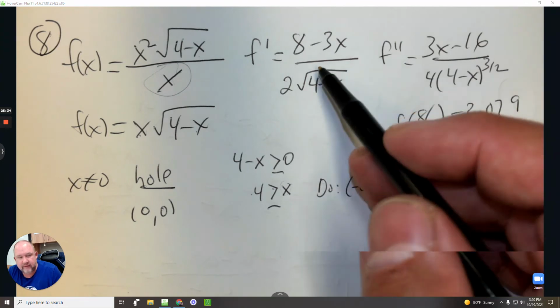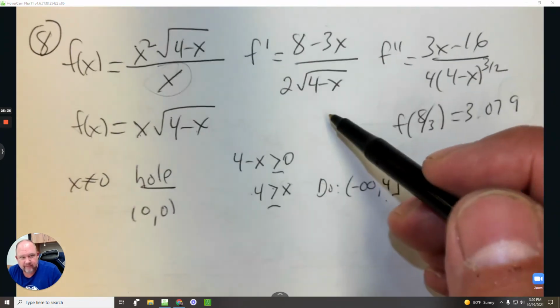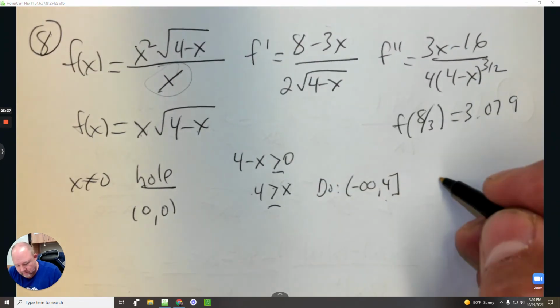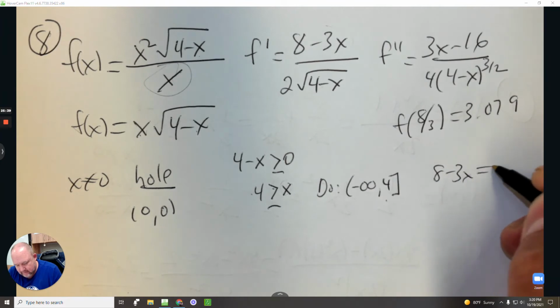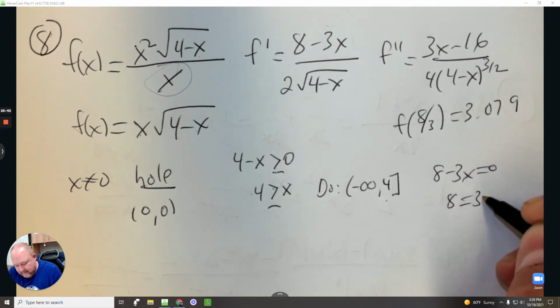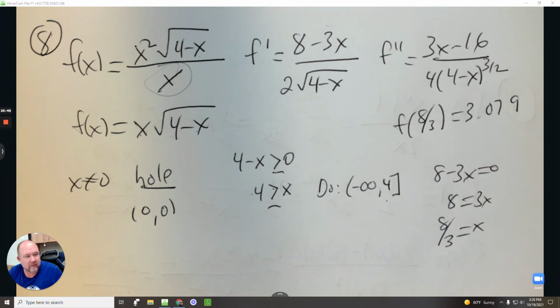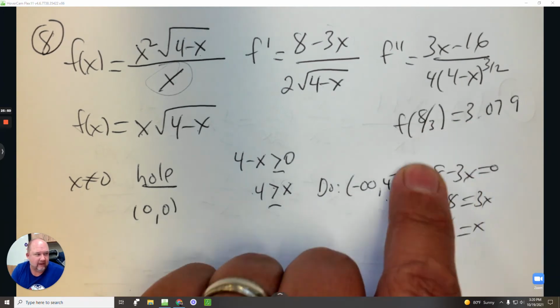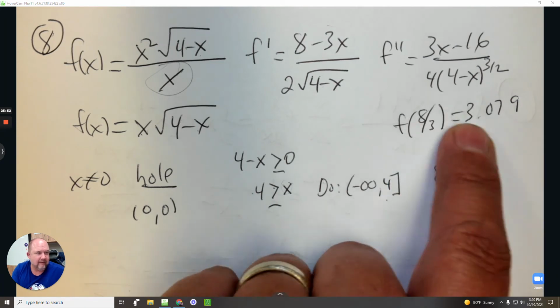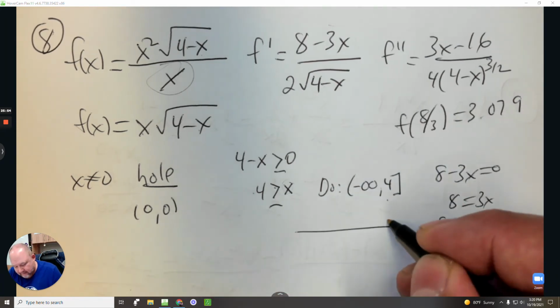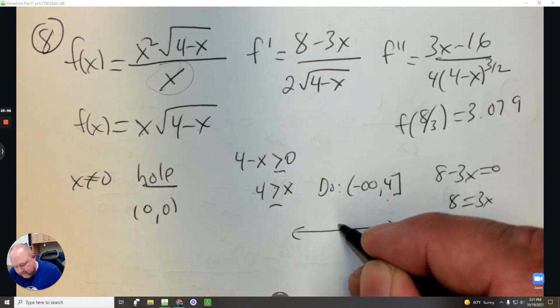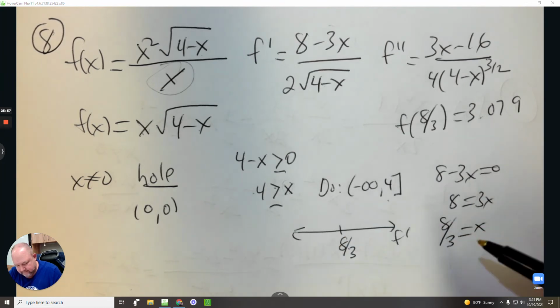If I look at the derivative, look at the numerator, and I'm going to solve that. So I'm going to add 3x and divide by 3. Notice it's nice, they gave you what that answer is. Where is it? Right here. So 8 over 3, they give you that answer. So when I do a number line for the first derivative, only 8 over 3.